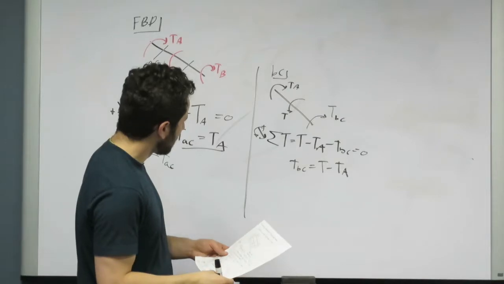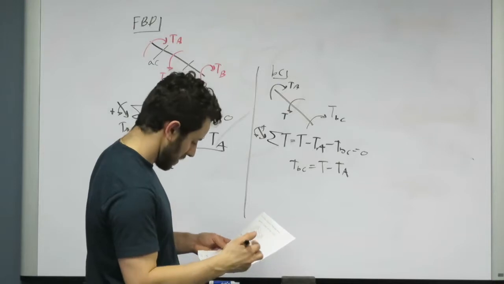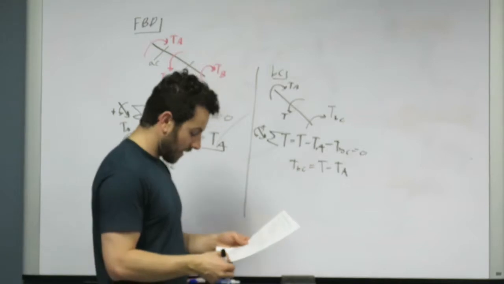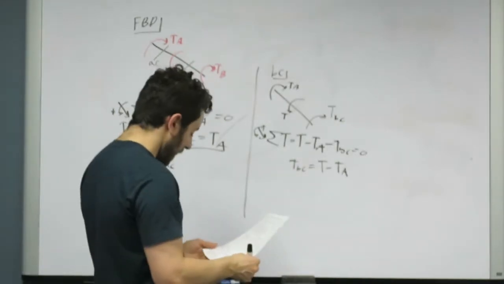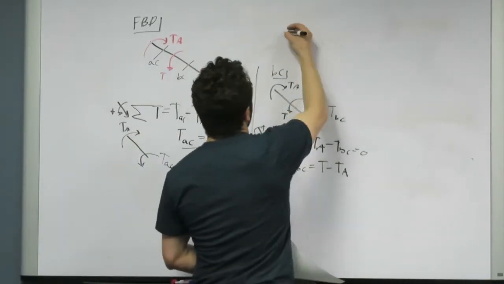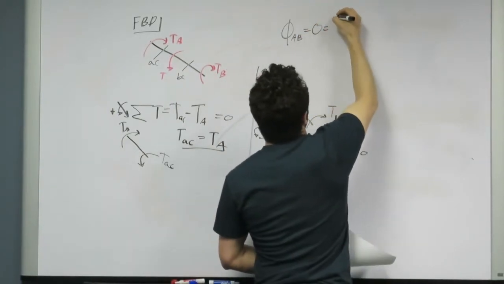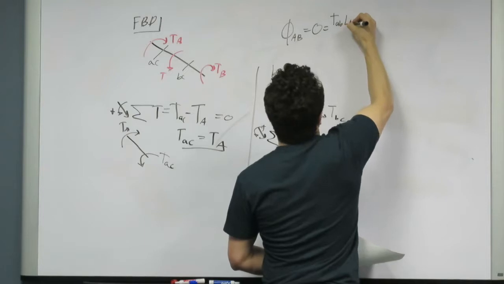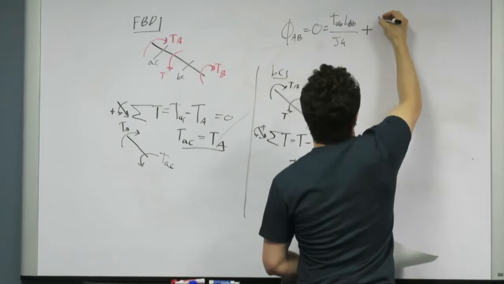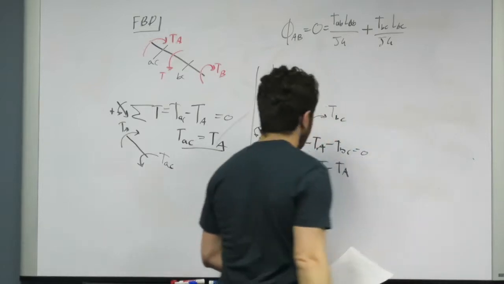Right? Oops, I wrote that wrong on here. Yeah, so it's T minus TA. Okay. So now, knowing that we had this compatibility equation equal to 0, it also equals TAB times LAB over JG plus TBC times LBC over JG, right?